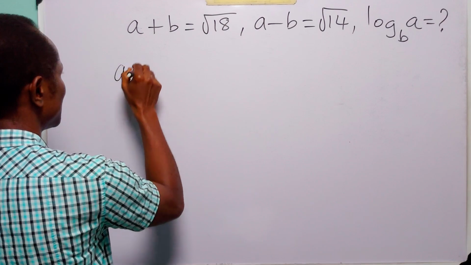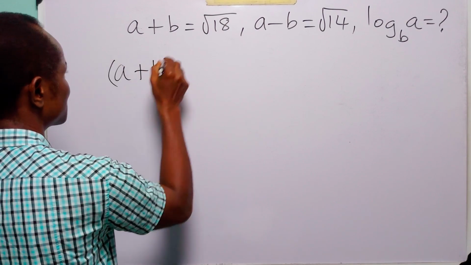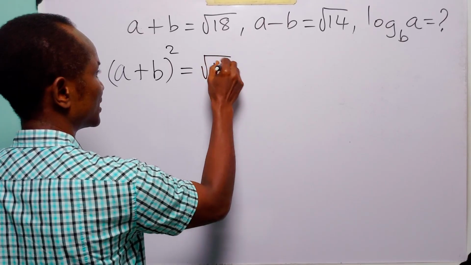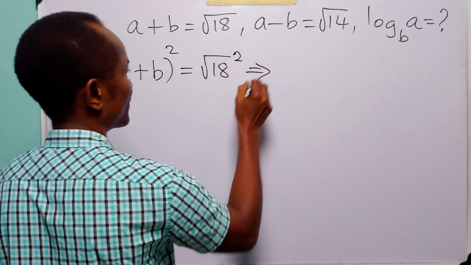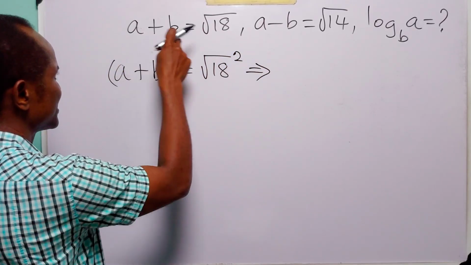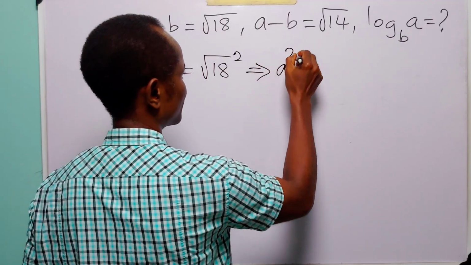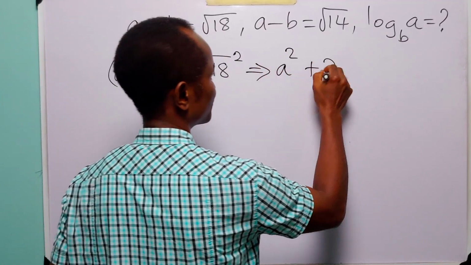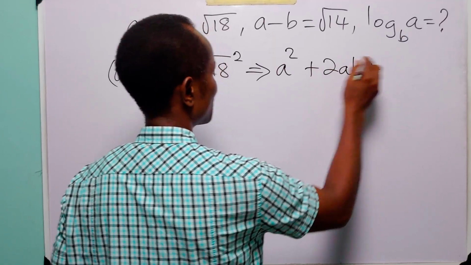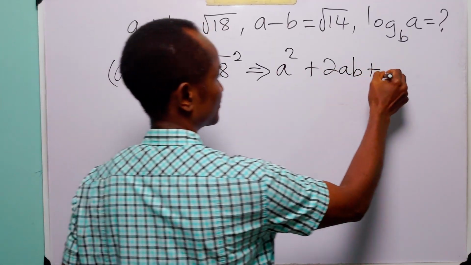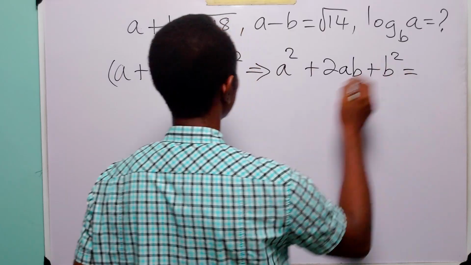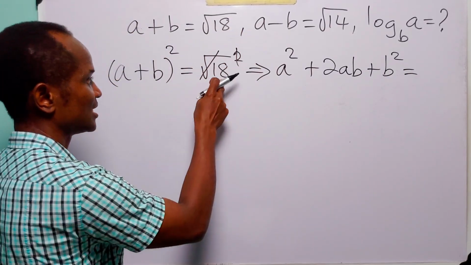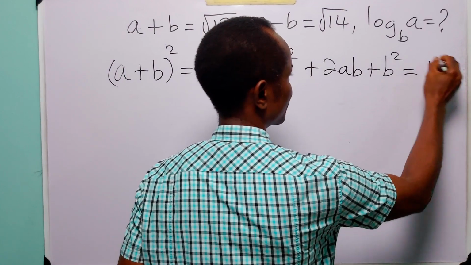That is, we have (a plus b) squared is equal to (root 18) squared. And of course, from here we have a squared plus 2 times a times b plus b squared is equal to, now the square will take care of the square root, leaving us with 18.